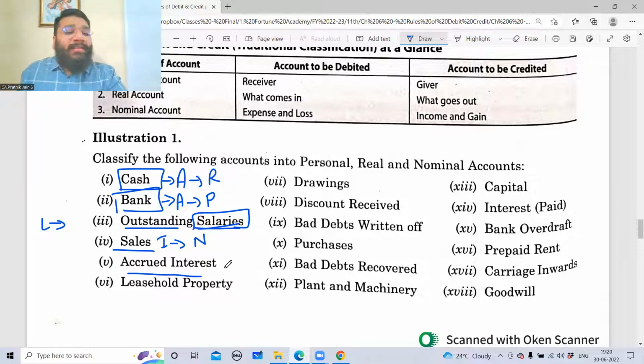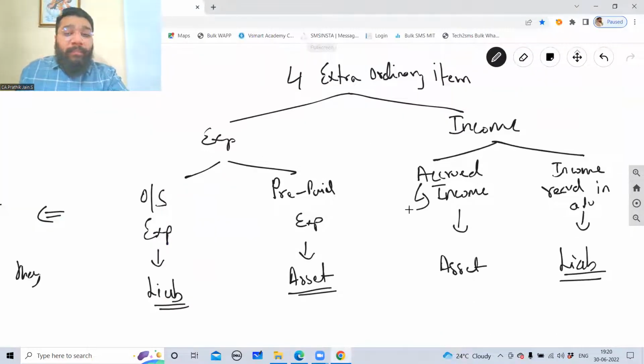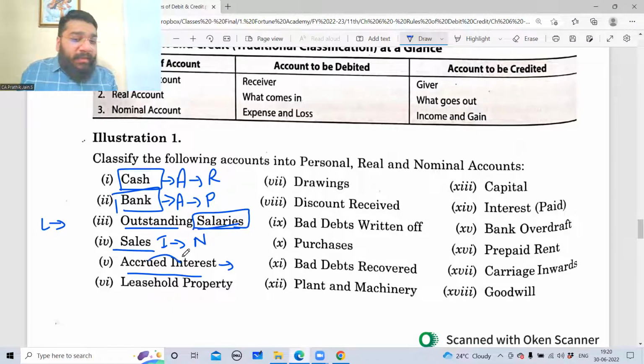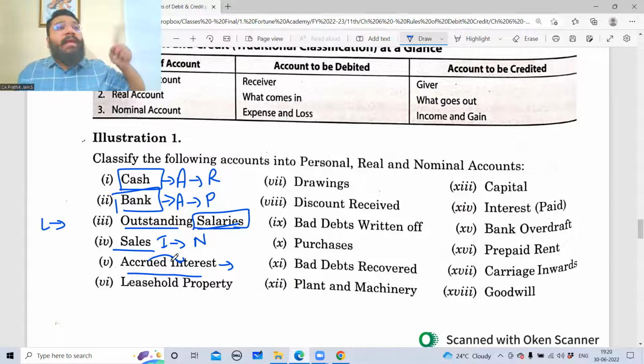Next is accrued interest. Just now we discussed accrued interest, outstanding interest. So accrued means what? Accrued represents income. Outstanding represents expense. See, outstanding, accrued, both are pending. Why haven't they given outstanding name? Because if interest comes with accrued, it means income. If interest comes with outstanding, it means expense.